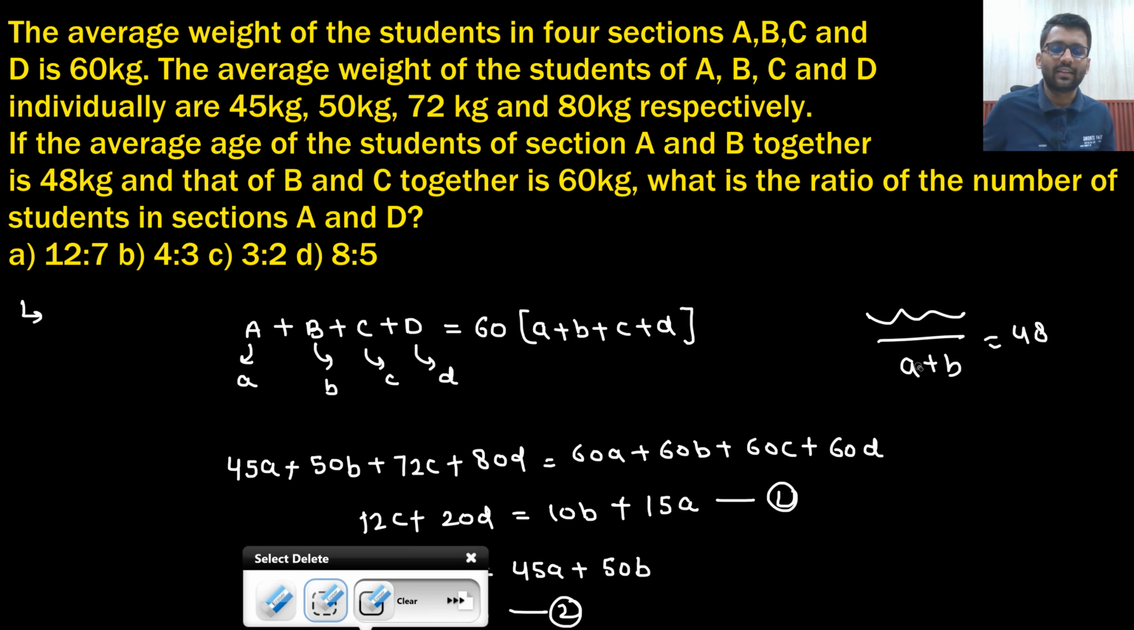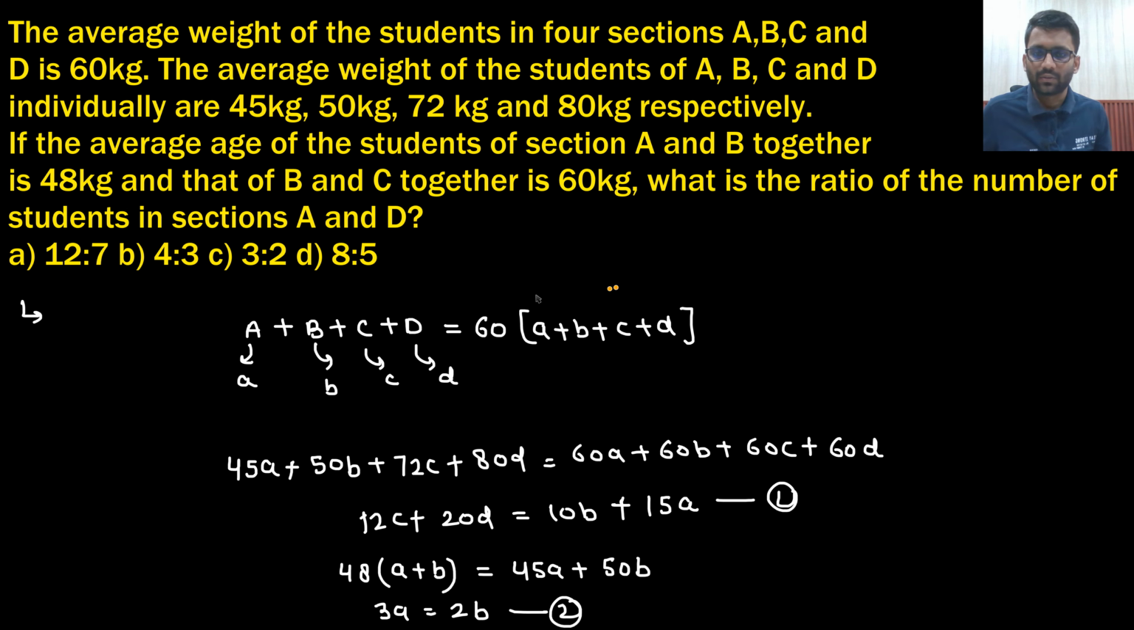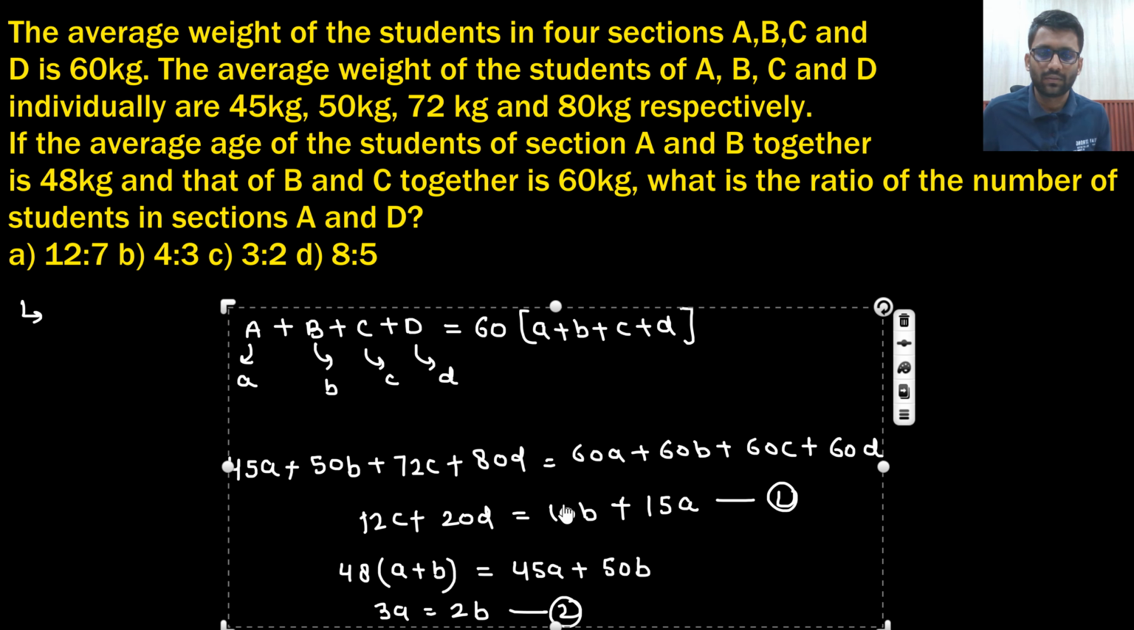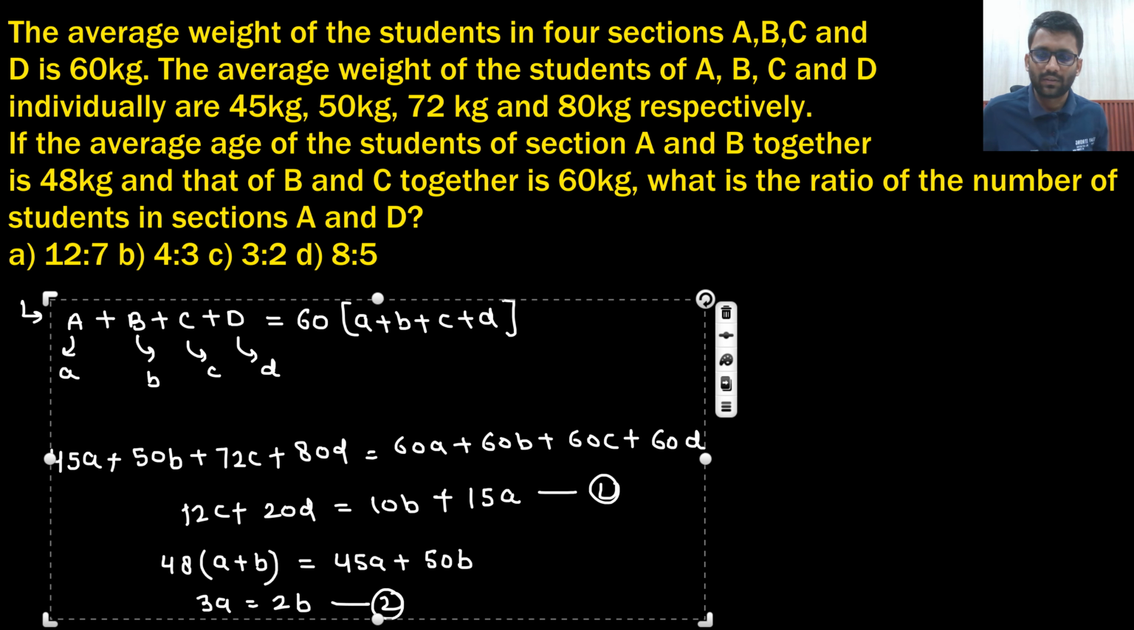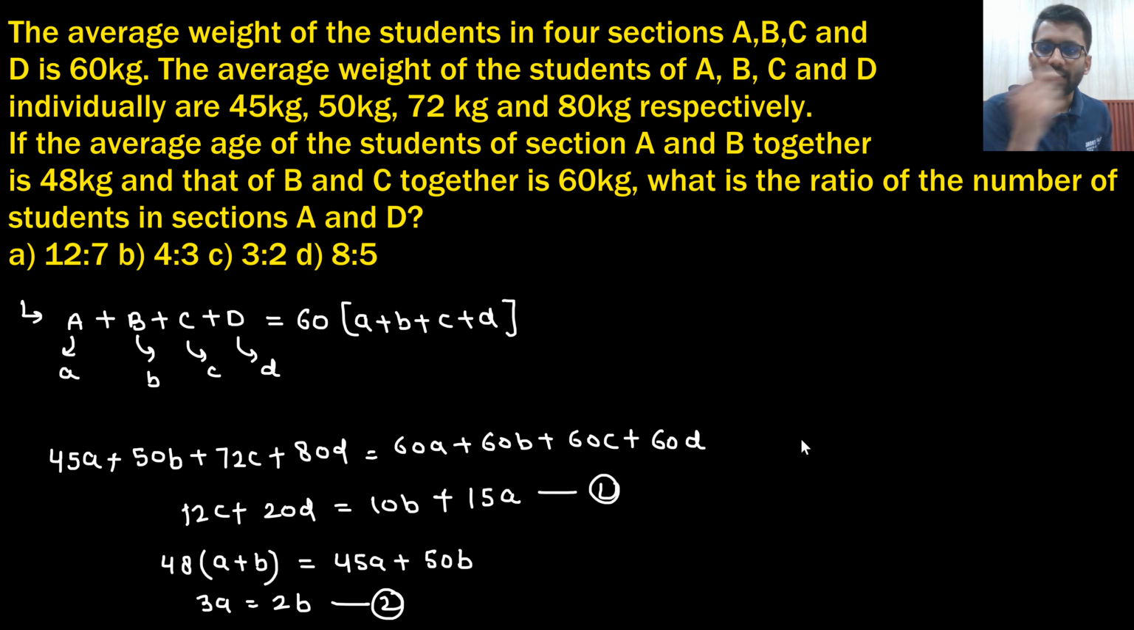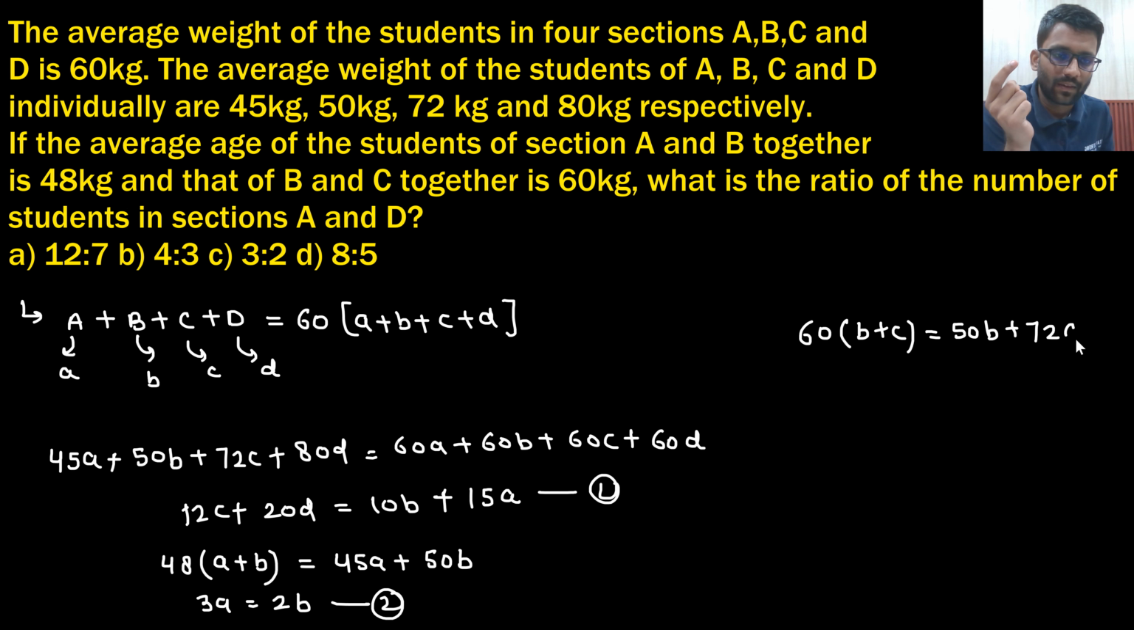Let's see if I get anything else. So I will move this whole here. Now what else can I get? The average weight of B plus C combined is 60 kg. So this is the total weight, which is equal to 50B plus 72C. So that is equal to 10B equals 12C. 10B equals 12C.